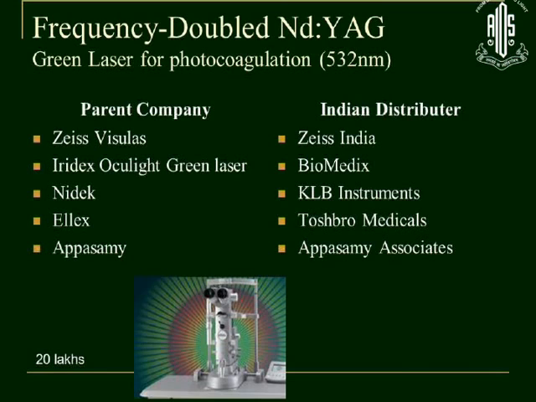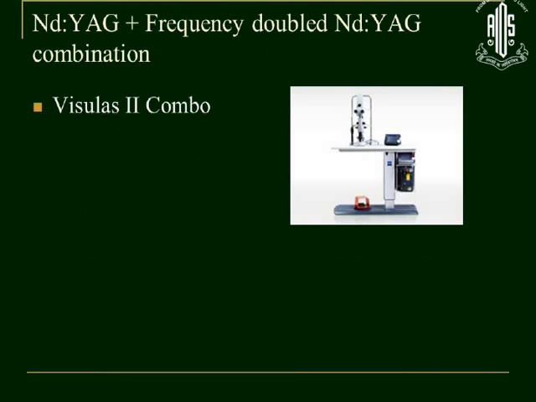But this is only frequency doubled. There is a combo available, an ND-YAG plus frequency doubled ND-YAG combo. I've asked Zeiss actually for a quote, but I haven't received it as yet. So I'm not sure if it's available, but it would be a very useful thing to have. If you could have just ND-YAG and frequency doubled YAG together in one machine, your entire glaucoma laser procedures, except for cyclodestruction probably, could be taken care of at one machine. So this would be a very useful machine to have as well.